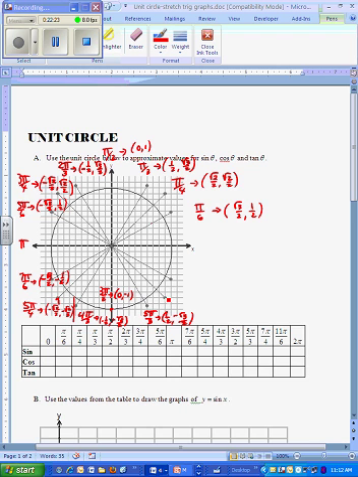This one would be, it's over 4, so it's 7 pi over 4, which would give me square root of 2 over 2, negative square root of 2 over 2. And this one would be 11 pi over 6, which gives me square root of 3 over 2, comma, 1/2. And here's another quadrantal angle. This is 0 or 2 pi. And for that one, that would give me 1, 0.